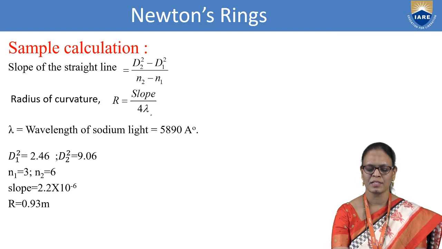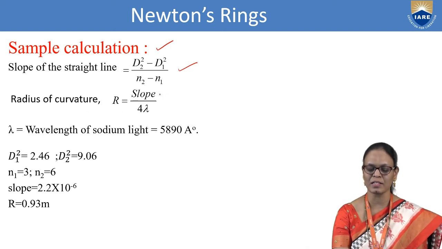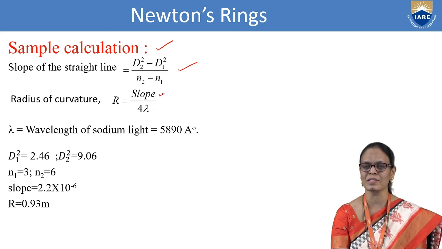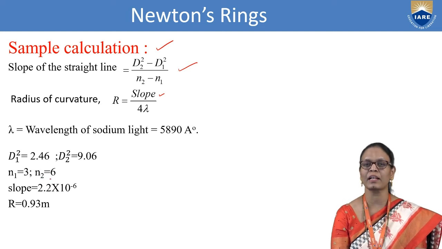Now let us see how to do the sample calculation. We have got the slope using this formula. Now the radius of curvature r is slope upon 4 lambda. Whatever slope we got here, we are going to substitute it here. The wavelength of the light from the sodium vapor lamp we are using is fixed, 5890 angstrom. Now we have d1 square is 2.46 millimeter square, d2 square is 9.06 millimeter square. We have considered the third ring, and then for n2 we are taking 6.